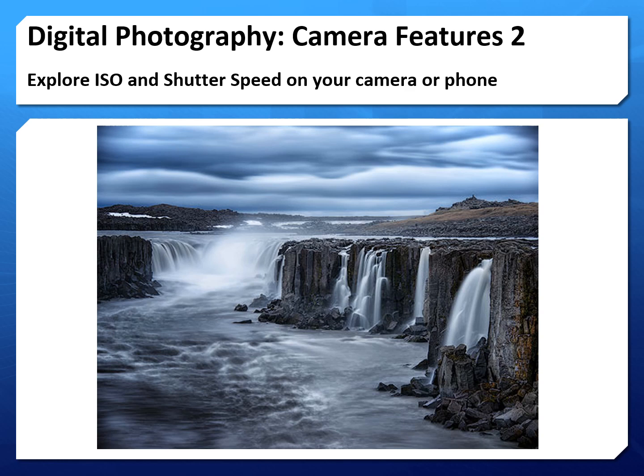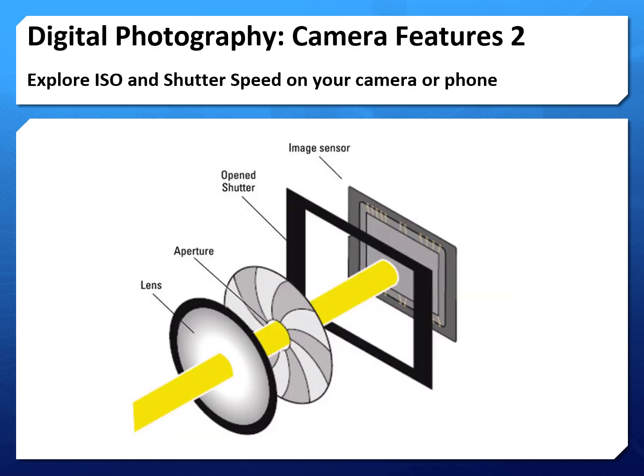Last time you looked at how to focus and adjust the aperture and blur the background using your camera. This time we're going to look at ISO and shutter speed, two really important tools when adjusting the light on your photos. I'm going to start by showing you a diagram of the inside of a camera.